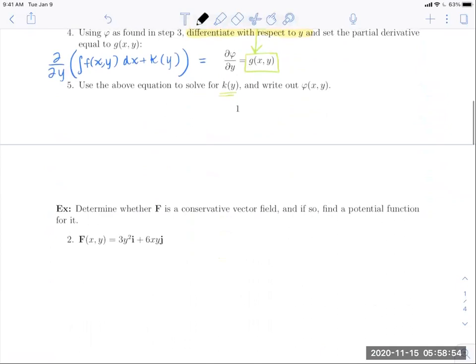All right, so let's practice working with these functions and solving for potential functions. So the next page here is just going to be working with vector fields, checking whether they're conservative, and if they're conservative, solving for this potential function.